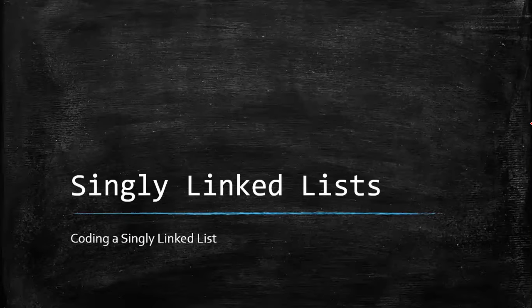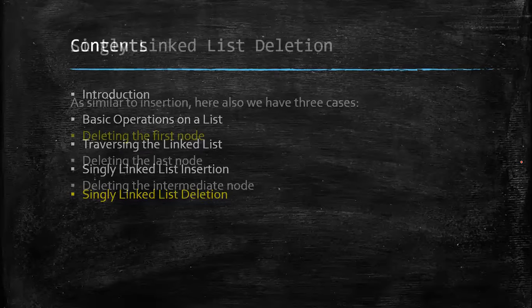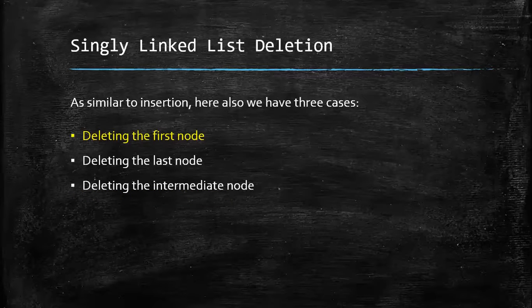Welcome back, everyone. This is the continuation of our previous four videos on singly linked lists, traversal, and insertion. In this video, we're going to see singly linked list deletion, and under singly linked list deletion, we have three more cases: deleting the first node, deleting the last node, and deleting the intermediate node, which is neither first nor last.